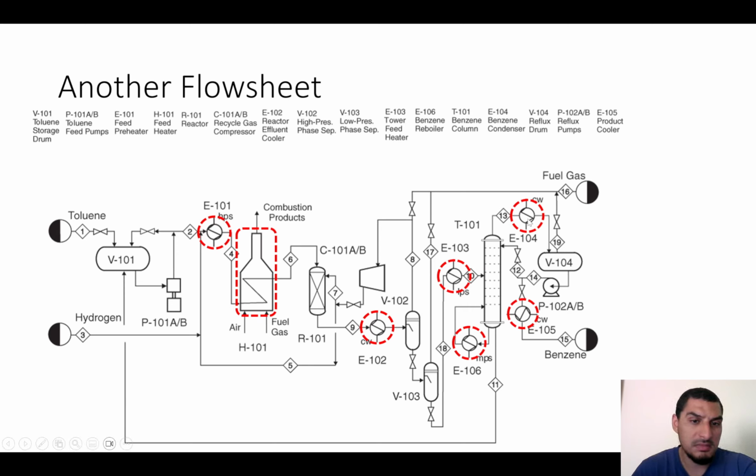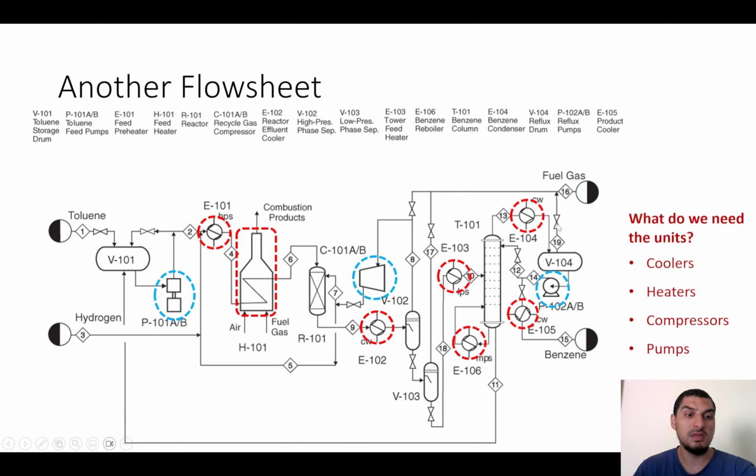It seems that these units are really important because we have a lot of them. You'll also notice that there are units here that have only one inlet stream and one outlet stream. This C is called the compressor. This P is called the pump.